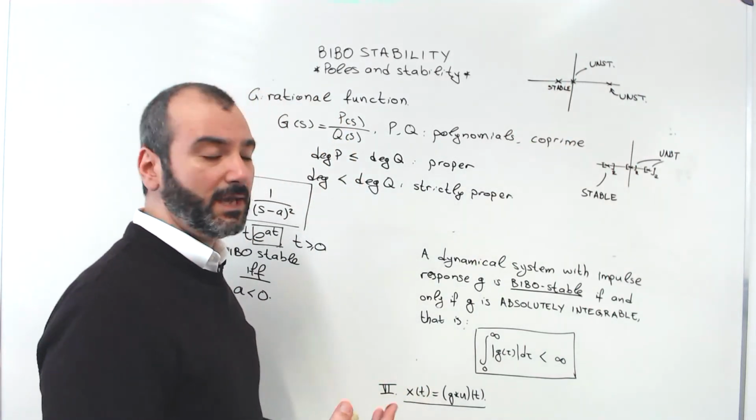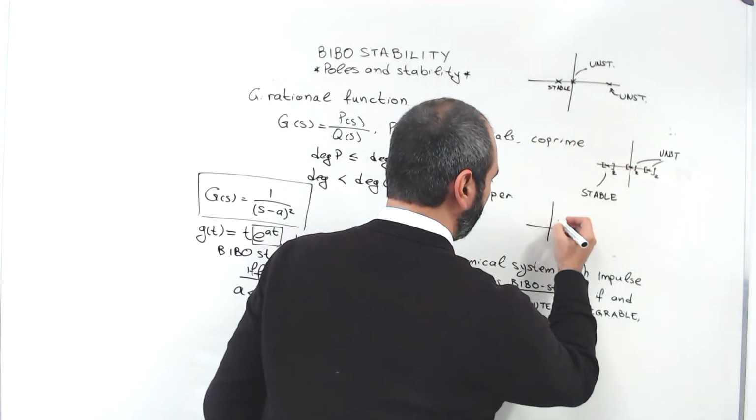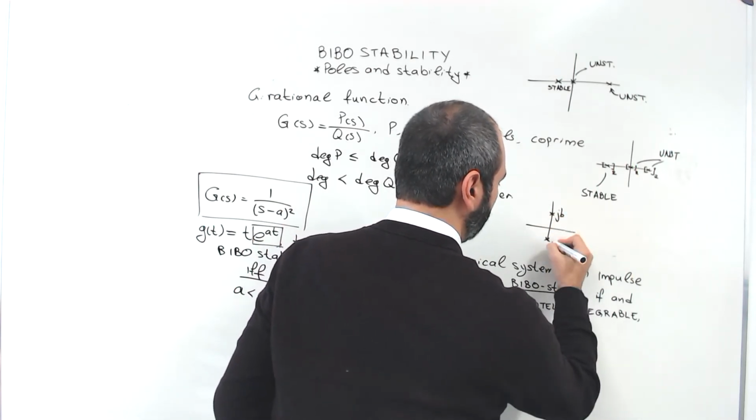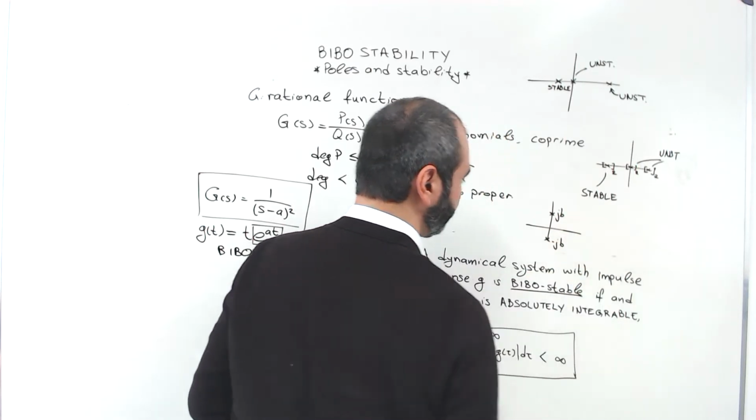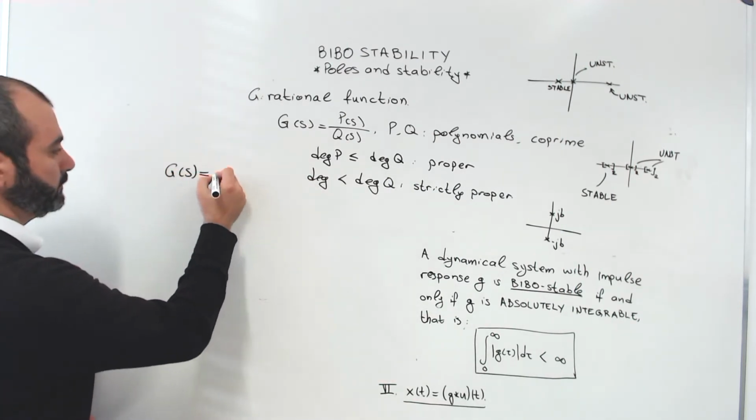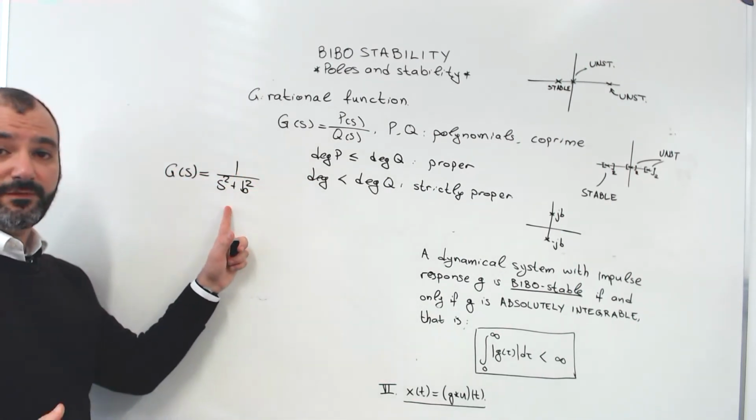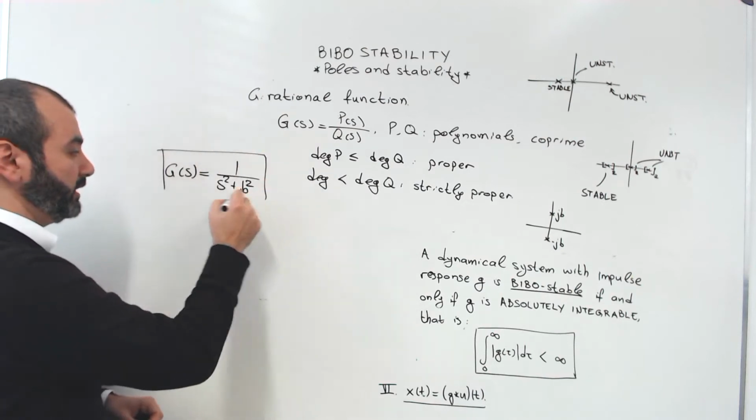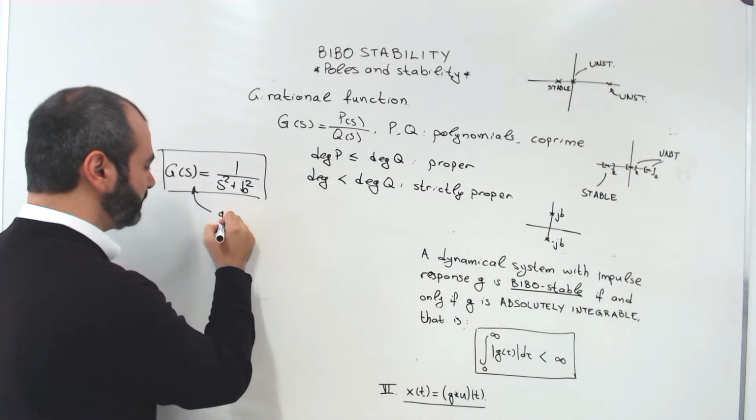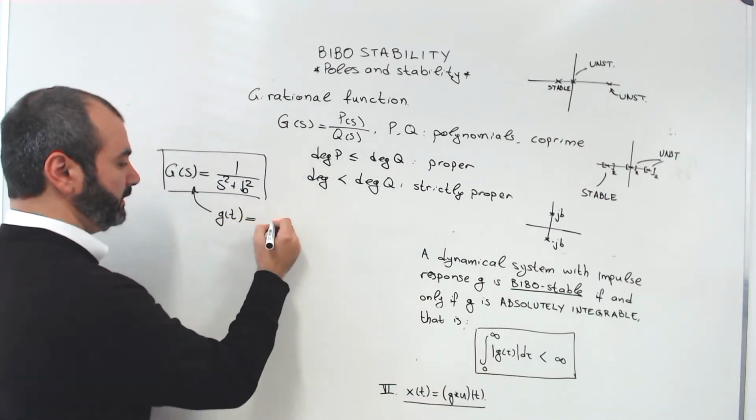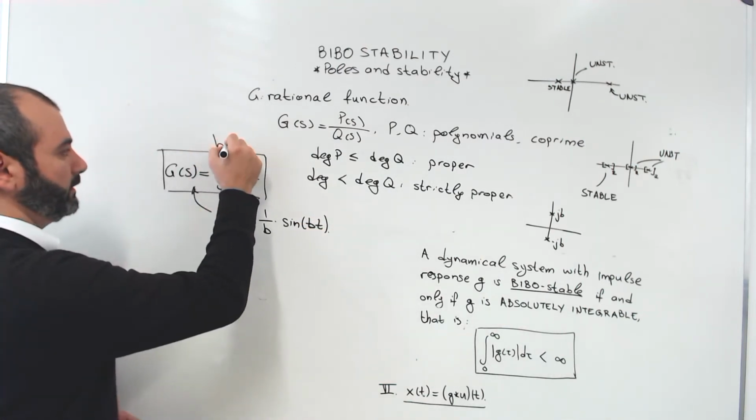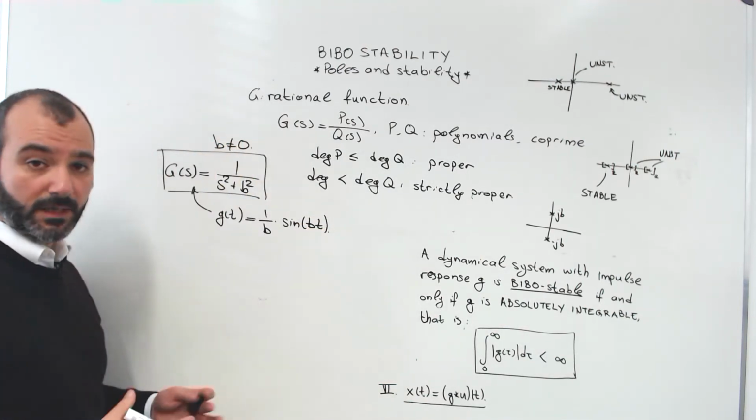Let's examine one more case. Let's see what happens on the imaginary axis. So let's say we have the poles jb and minus jb. We have purely imaginary poles. This is an example of a function that has only imaginary poles. We'll follow exactly the same procedure. We'll determine the inverse Laplace transform g of t, taking b not equal to 0.